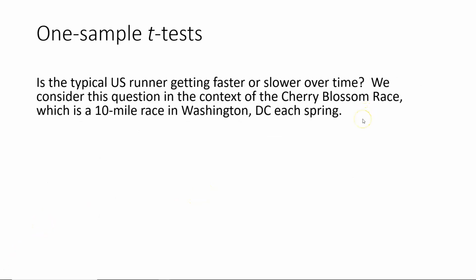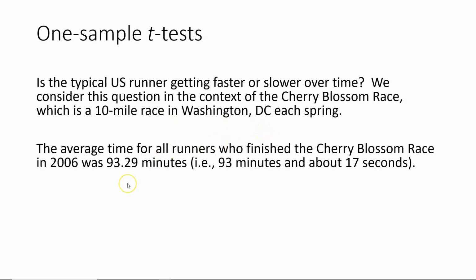So let's look at the problem statement we're going to use for our example, which is from the textbook. Is the typical U.S. runner getting faster or slower over time? We're going to consider this question in the context of the Cherry Blossom Race, which is a 10-mile race held in Washington, D.C. each spring. We first of all note, as a baseline, that the average time for all runners who finished the Cherry Blossom Race in 2006 was 93.29 minutes. That is about 93 minutes and 17 seconds.